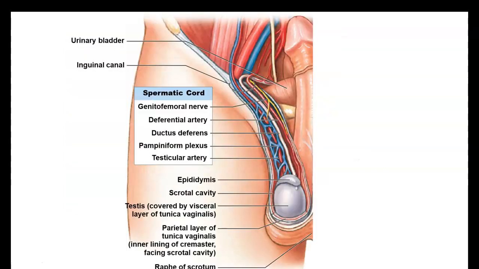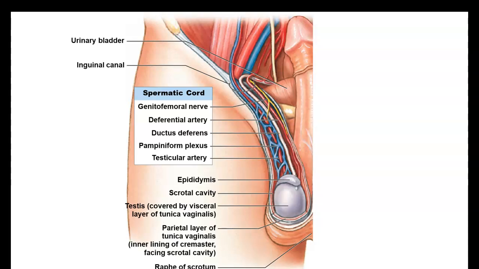So with this view, it's showing where they have removed the muscle and the skin, so you could see inside of that spermatic cord. And so you see the genitofemoral nerve, which is going to be the nerve that travels down the scrotum, down the spermatic cord. You see your deferential arteries, the ductus deferens. You see the different testicular arteries that are going down there. This one also shows the epididymis quite well, and it shows the scrotal cavity.